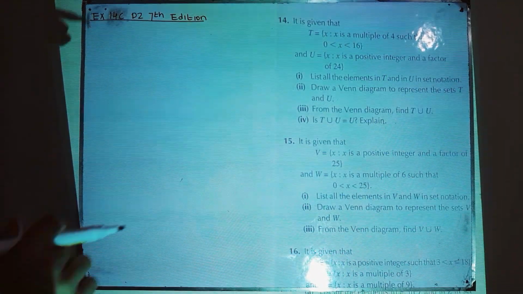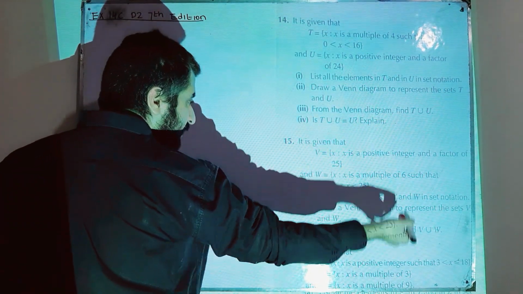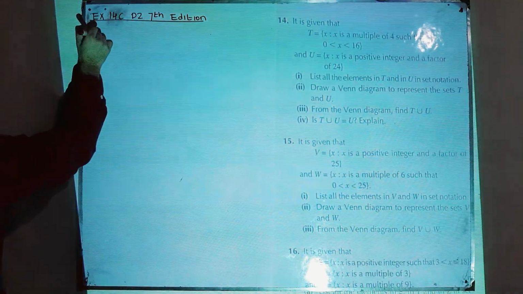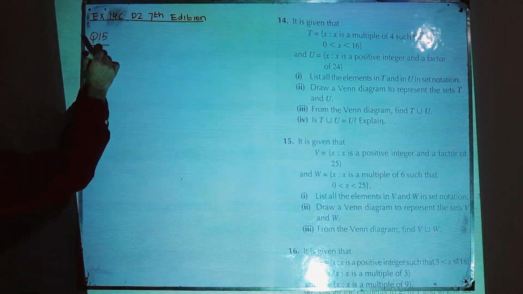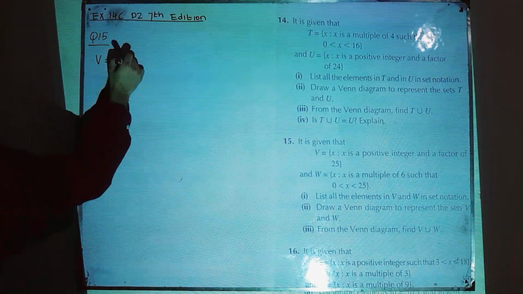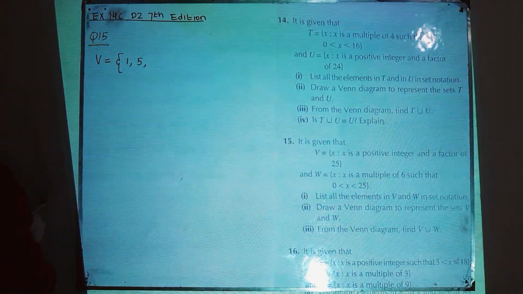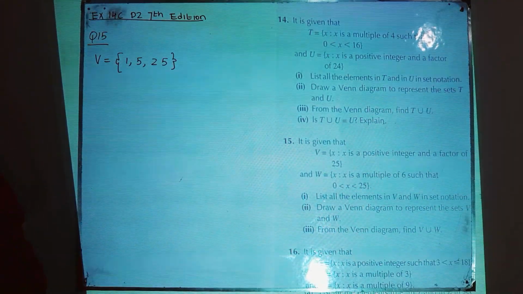Question number 15 is, we have got a set V and that is a set of positive integers, and the elements are positive integers as well as factors of 25. Question number 15, exercise 14C, we have got a set V. Okay, so they are positive integers and factors of 25. So 1, 5 is a factor of 25, and then 25. These three are positive integers and all of them are factors of 25.